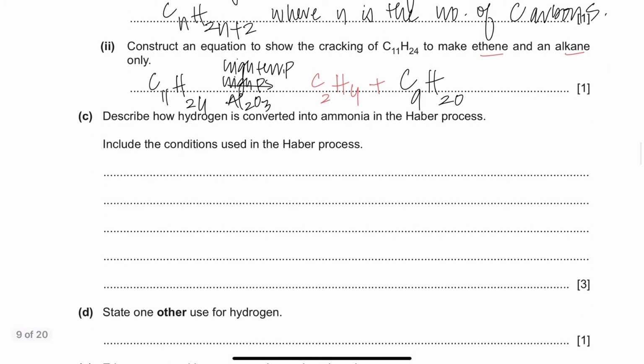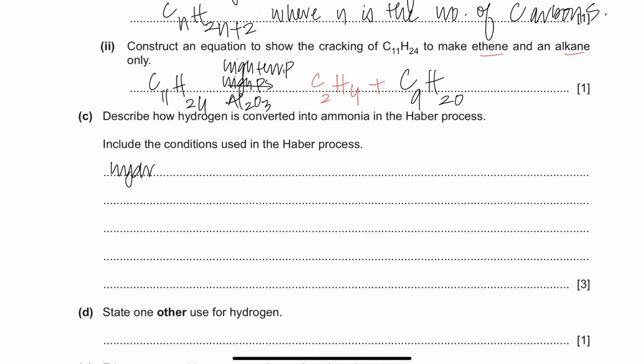Now moving on. It says describe how hydrogen is converted into ammonia in the Haber process. Include the conditions used in the Haber process. Let me tell you how you start, right? So how hydrogen is converted to ammonia in the Haber process.